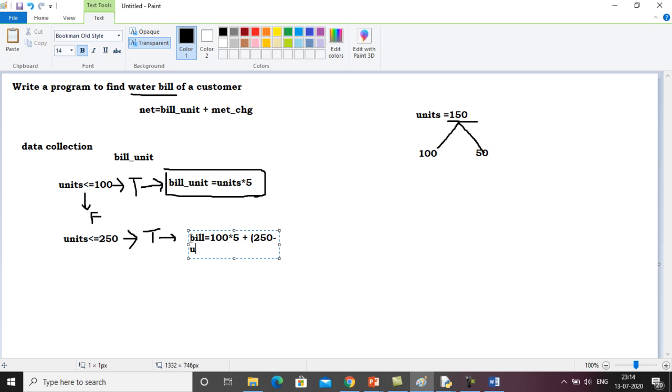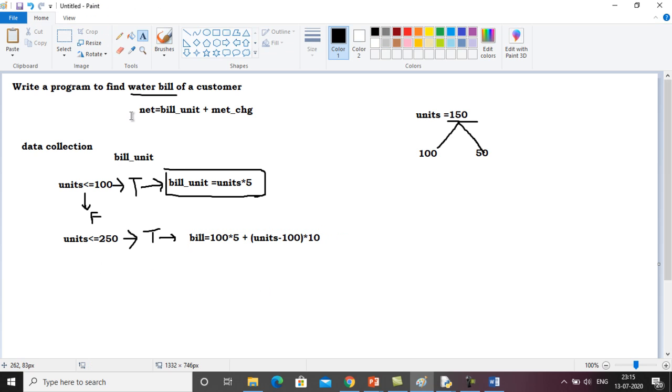units, whatever be the units, I will minus 100 from it. So the rest of the units will be charged at rupees 10 per unit. So for the first 100 units the 5 rupees per unit, and the rest of the units are charged at 10 rupees per unit.